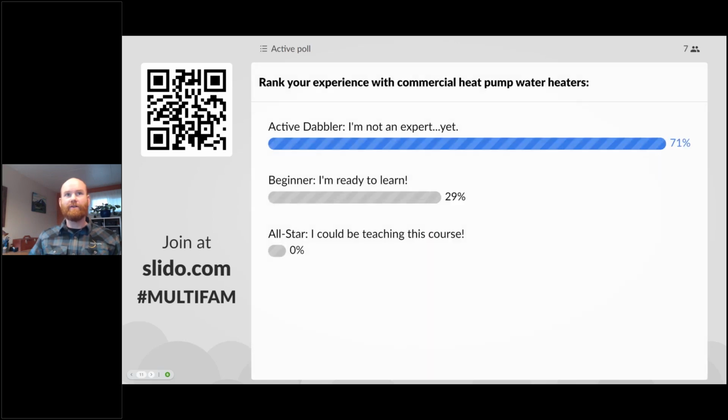Then, how experienced are you with these commercial heat pump water heaters? Dabbler, not an expert. I think most of us are in that category. We have a couple of beginners and no all-stars here today. This course on central heat pump water heating for multifamily residences is a very high level course, and so we're going to discuss these systems at a very high level. We do have other courses that go into much more detail on system configurations, different heat pump types, refrigerant selection, sizing, a whole world of the engineering behind getting these systems implemented into our commercial buildings.